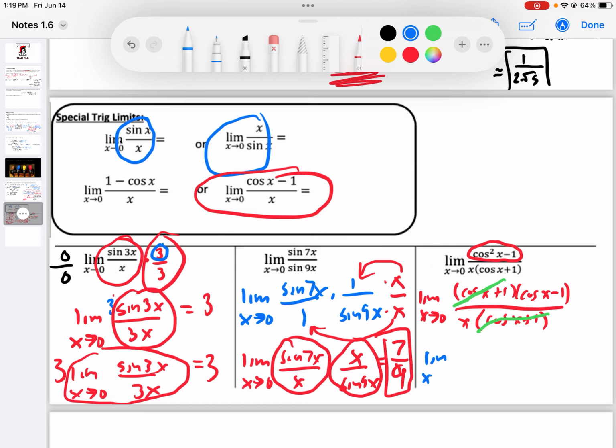And now I have the limit as x approaches 0 of cosine x minus 1 over x, which is just 0. I didn't write it down. This is supposed to be 1. Again, when we know the chain rule and derivatives, this will be a little bit easier, but just good practice for now.